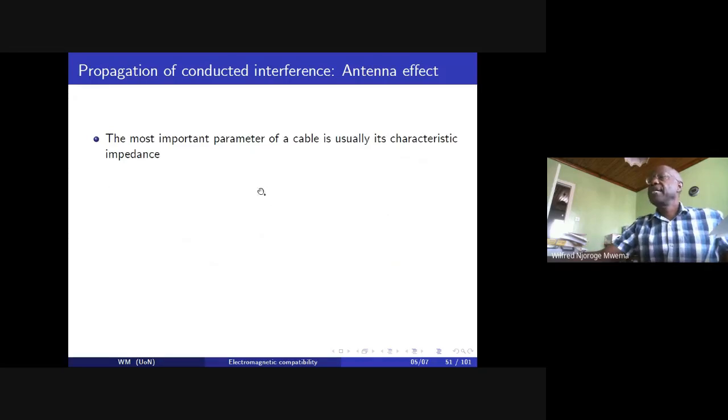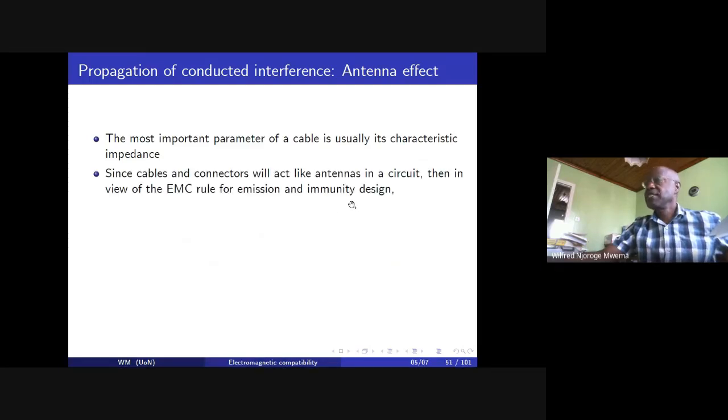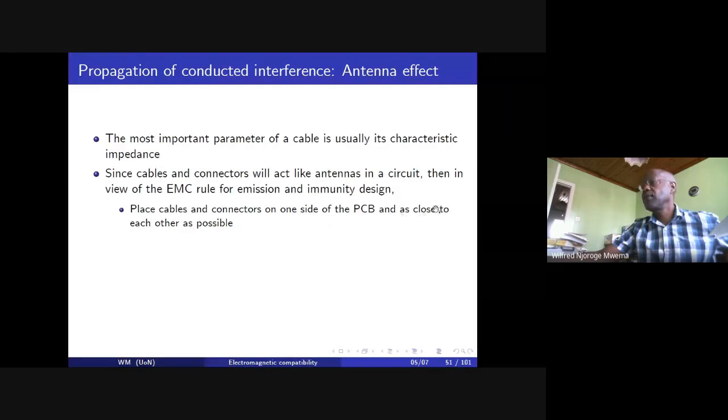So, the antenna effect. The most important parameter of a cable is usually its characteristic impedance. As we have looked at, we were only looking at the characteristic impedance of the cable and its power handling capacity. Since cables and connectors will act like antennas in a circuit, then in view of the EMC rule for emission and immunity design, we have to place these cables and connectors on one side of the PCB and as close to each other as possible to reduce the loop areas that will be looped by any fields that are generated.